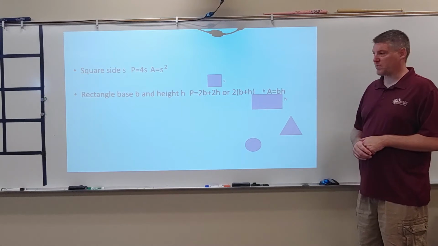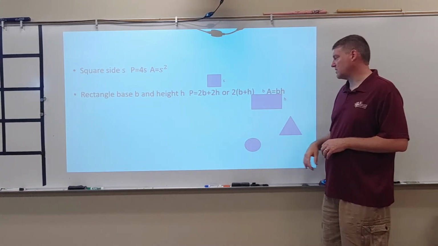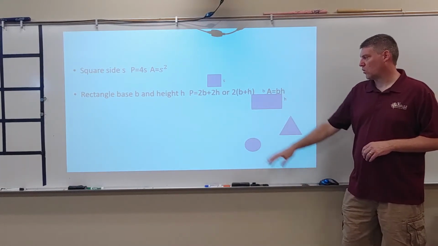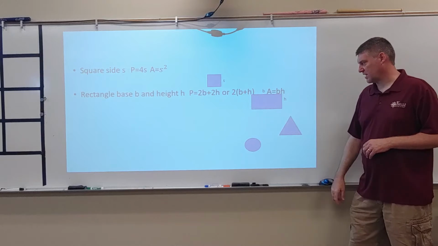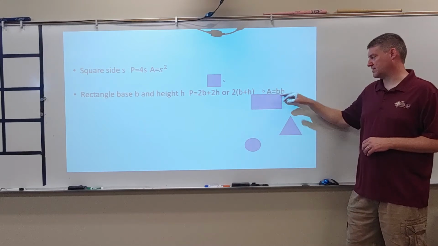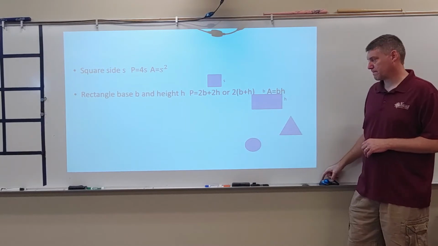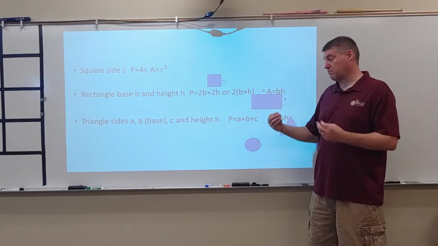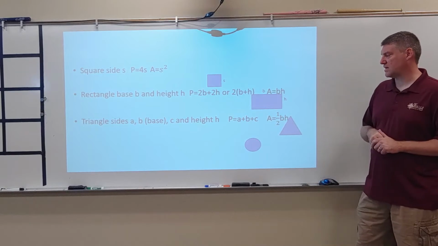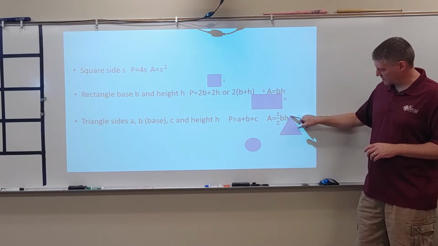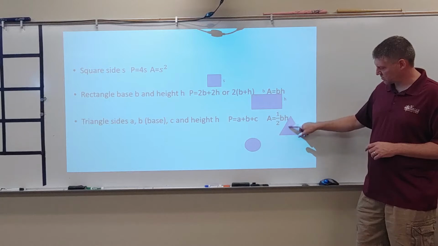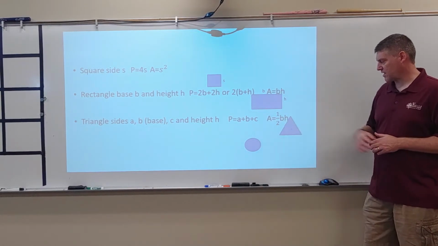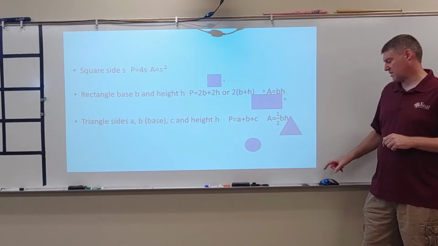So a rectangle, base B and height H. My perimeter is 2B plus 2H, or 2 times the quantity B plus H. And my area is base times height, or BH. Triangle. Triangle of sides A, B is the base, I'm going to say, and C, and height H. So the height is measured perpendicular to a side. So the perimeter is A plus B plus C, and the area is 1/2 base times height.